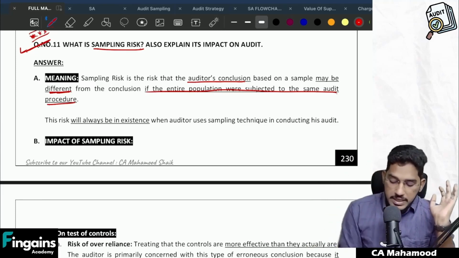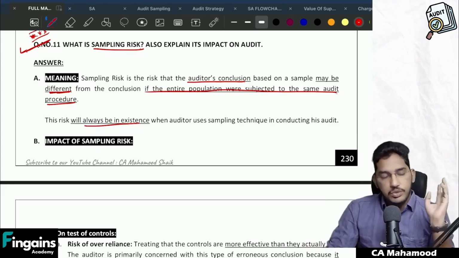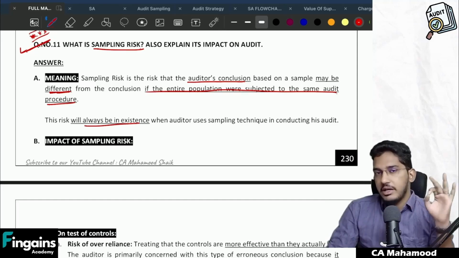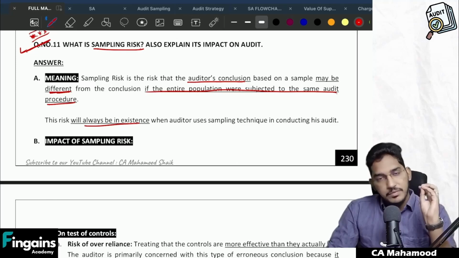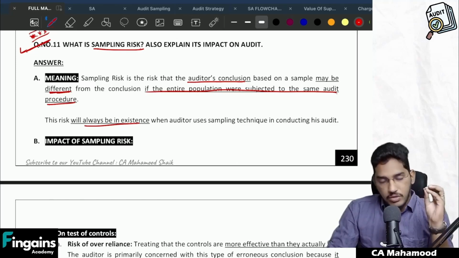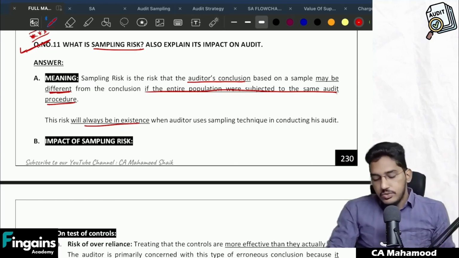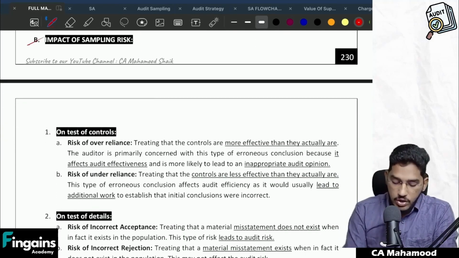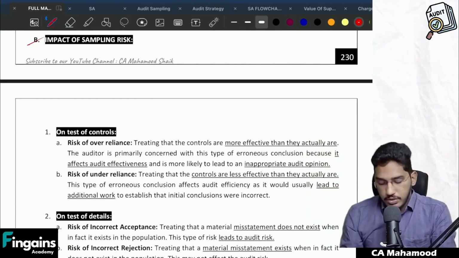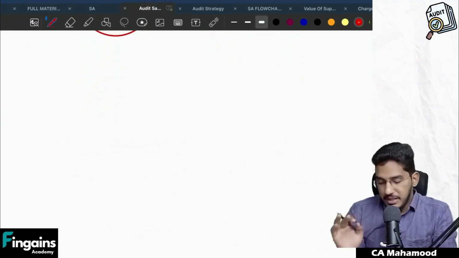This risk will always be in existence when the auditor uses a sampling technique in conducting his audit. Any technique you follow, simple random sampling, stratified random sampling, interval sampling, any sampling method, whenever you are using sampling, there will always be sampling risk. You can't completely avoid it. The moment you are using sampling, definitely there will be sampling risk. So we understood sampling risk. Now let us try to understand how this sampling risk is going to have an impact on test of controls and test of details. Nothing but this sampling risk is going to have an impact on compliance procedures also.